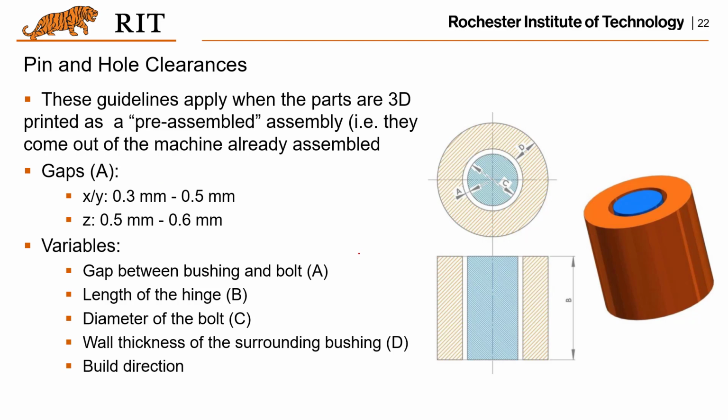So for printing the pins and the holes, because it does not require support material, and during the printing the excess powder will fill these gaps, it is possible to print pre-assembled assemblies. For example, in this case, during the printing process the excess material will fill in this gap, and this material inside here will not be sintered, such that after printing you could just take it out and blow away the material from this region, and you have an assembly obtained.